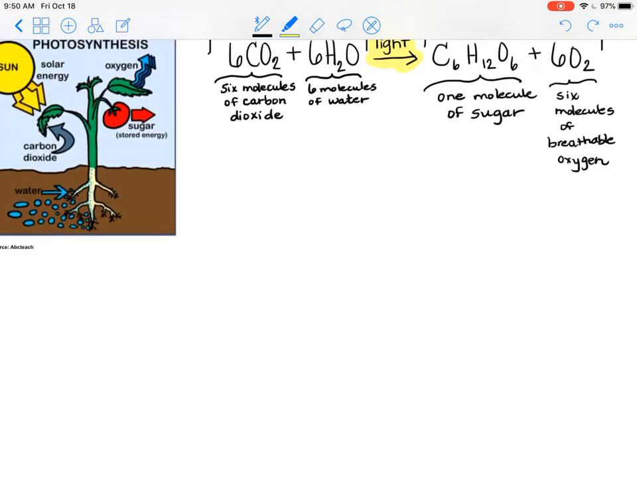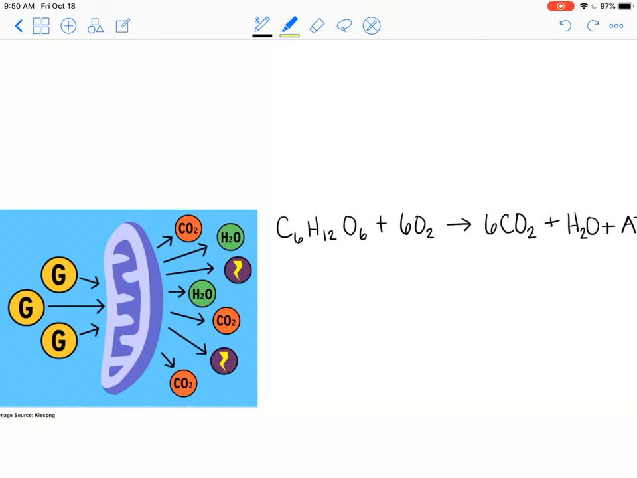Okay, let's look at the opposite reaction of photosynthesis, and this one is from KISS PNG, the source of the image, and it is showing you cellular respiration. So this time, we're starting with the glucose. The glucose is a reactant. It's going into the formula.